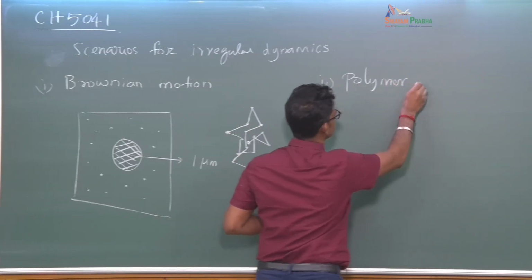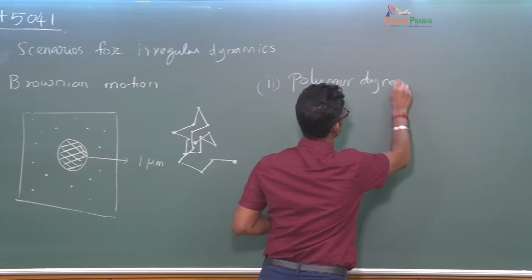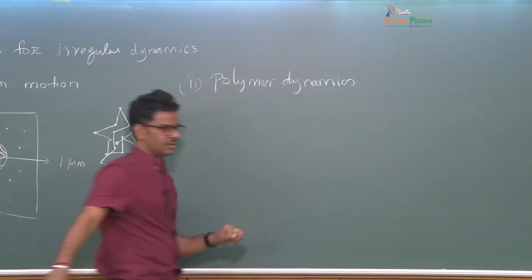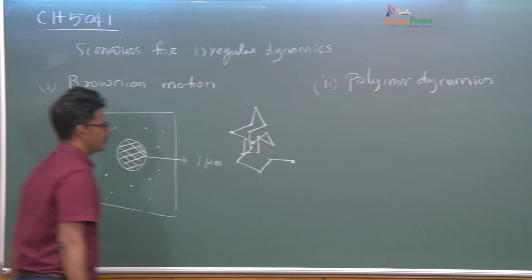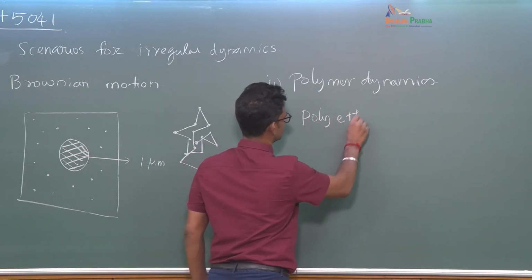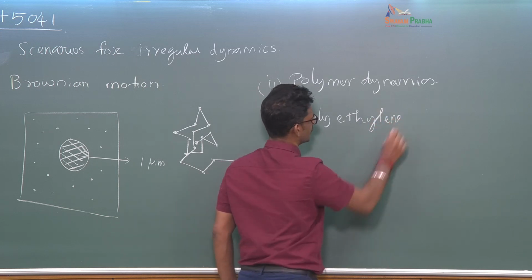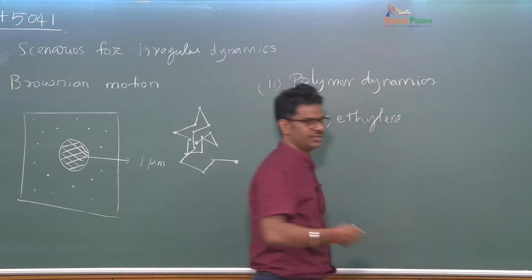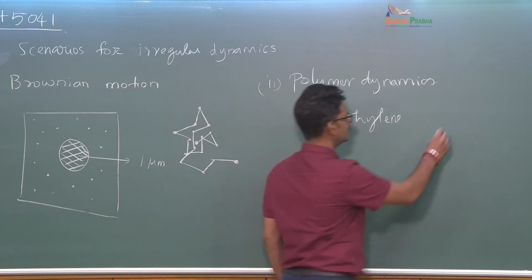in polymer dynamics. A very simple polymer like polyethylene has a structure which has a repeating unit of ethylene unit.